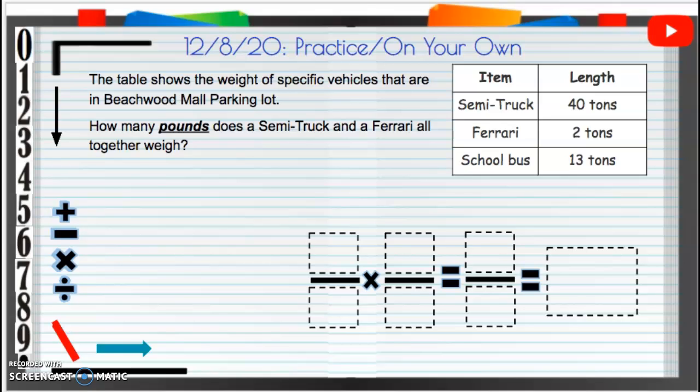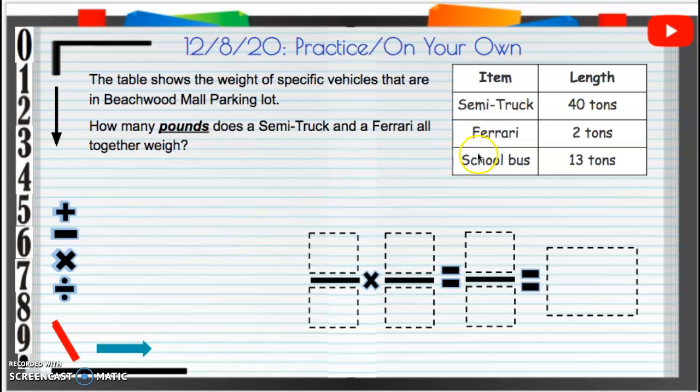December 8th, 2020, practice on your own. The table shows the weight of specific vehicles that are in Beechwood Mall's parking lot. How many pounds does a semi-truck and a Ferrari all together weigh?